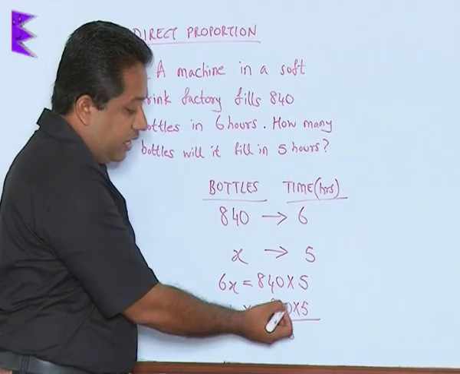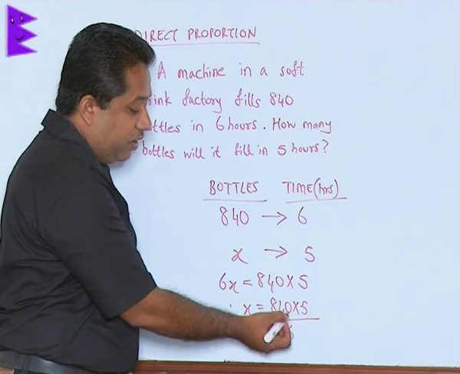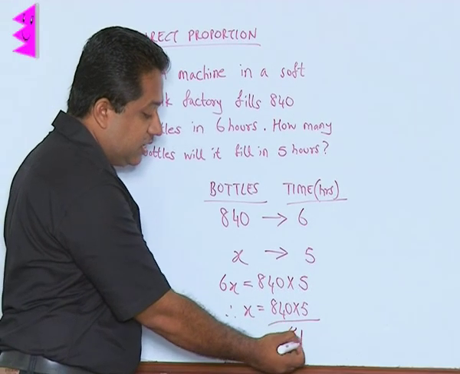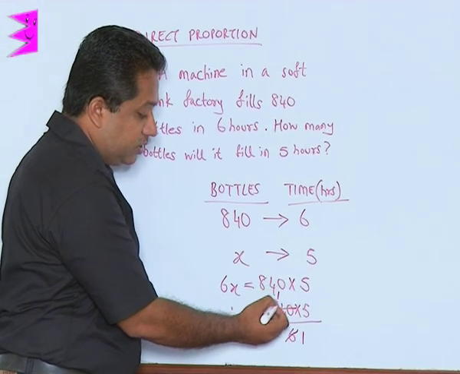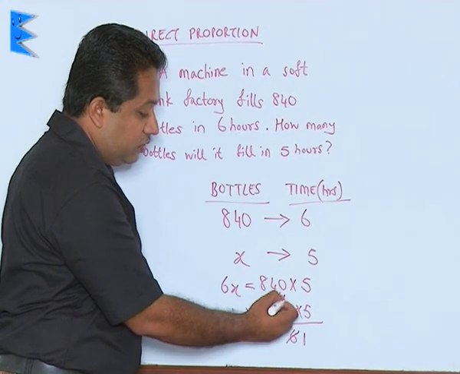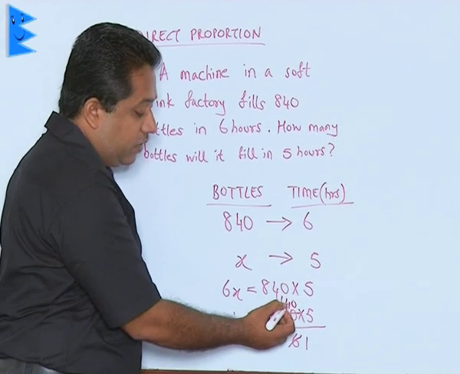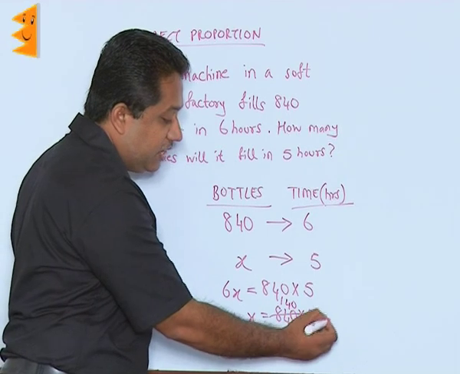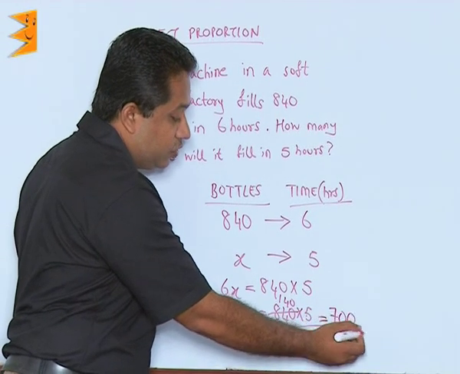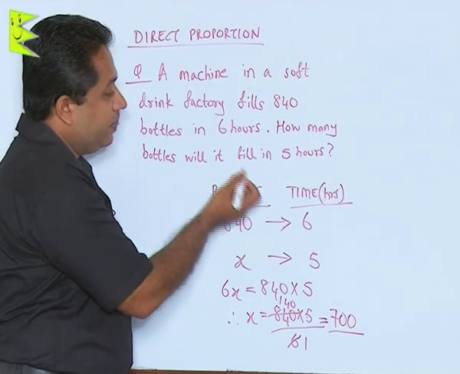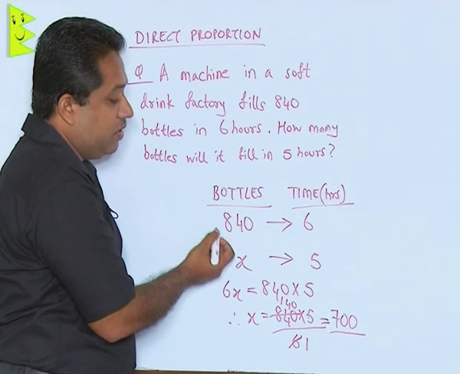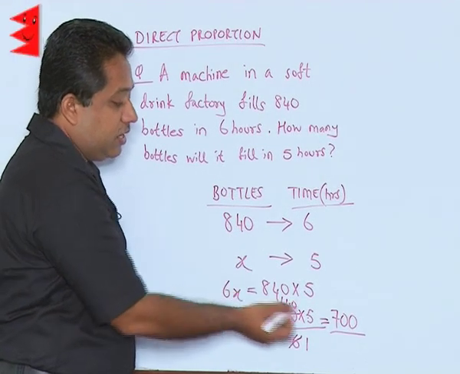So, now we can cancel this 840 and 6: 6 ones are 6, 6 fours are 24. So, we get 140. Now, 140 is multiplied by 5, we get 700. So, the answer to this question will be, in 5 hours this machine will be able to fill 700 bottles.